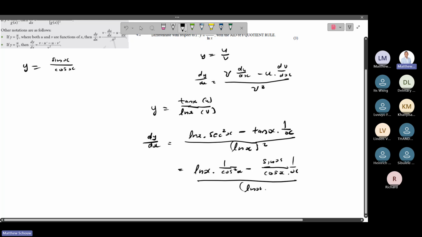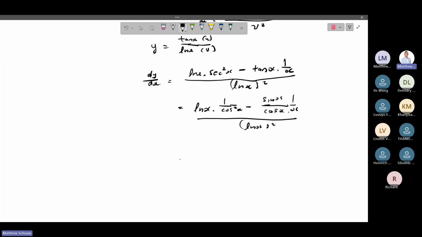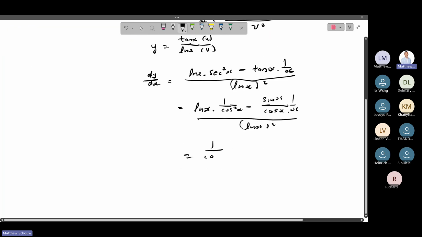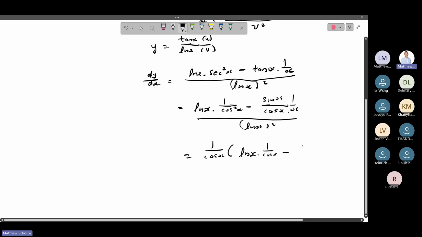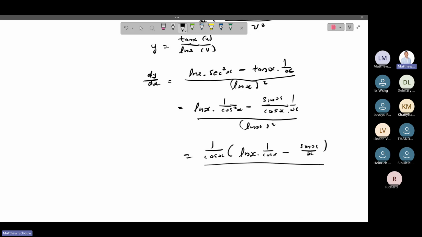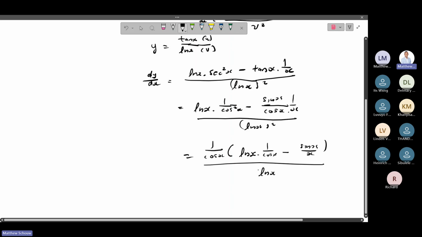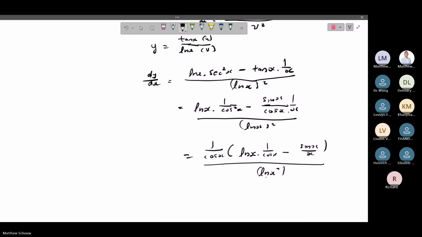Now, there's not a lot of simplification here, right? So you want to just check. What I'll do on the numerator side is take 1 over cos x as a common factor. It's the only common factor I can see. That's going to be ln x over cos x, obviously that's still there, minus sine x divided by x. And I just divide all of this by ln x squared. You can go a bit further, but by taking this side and that side, it's unnecessary. But that's basically it. There's nothing more than that.